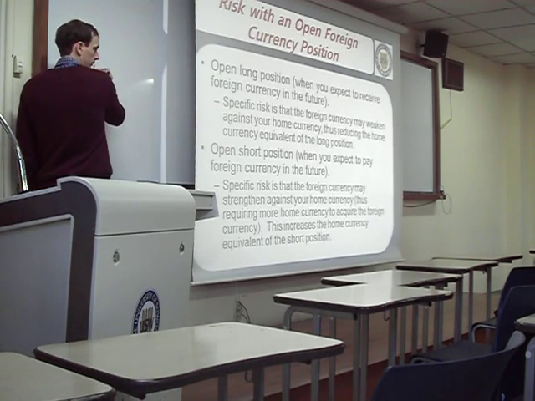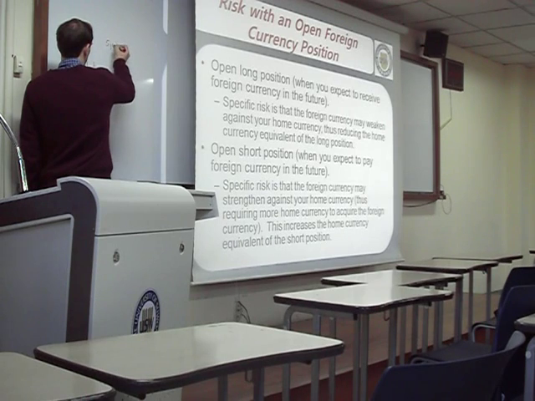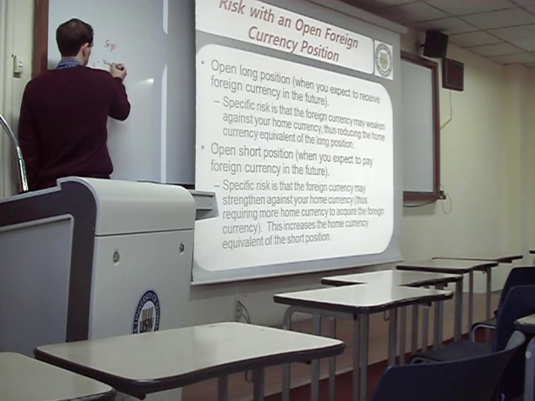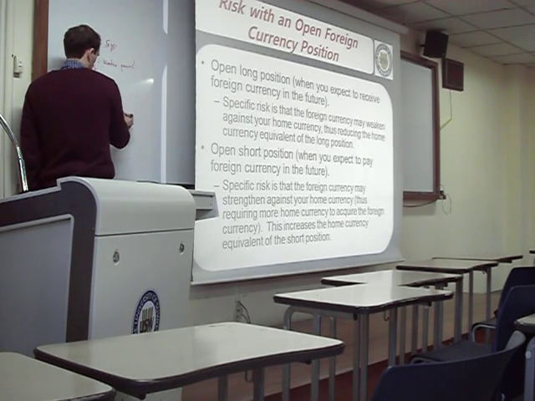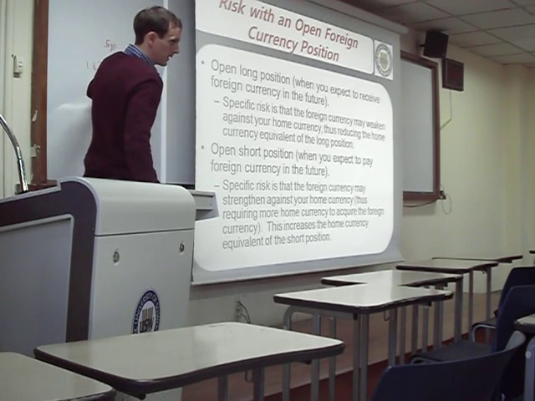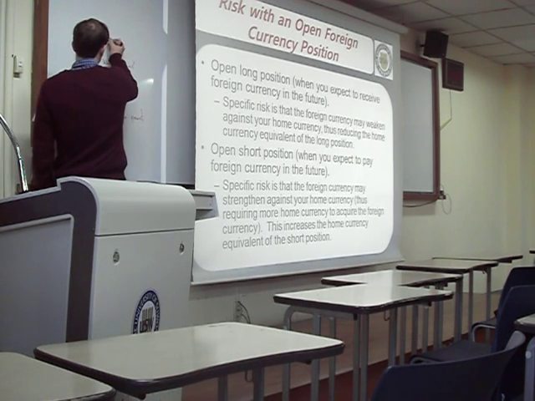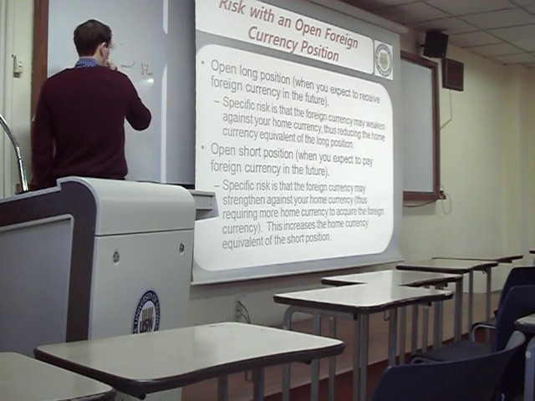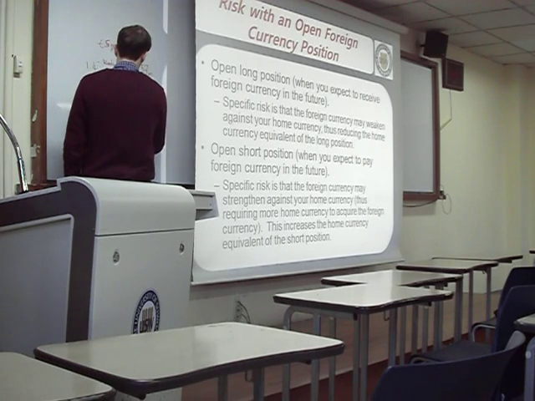We have 1.4, let's say 1.5 and 1.6, and we were getting 5 million pounds, right? This is the pound to the dollar. So this one is a weaker pound, and this one is a stronger pound. The pound got weaker. Then 5 million pounds we have to pay. At this rate, we have to pay $7 million, and at this one, $8 million.